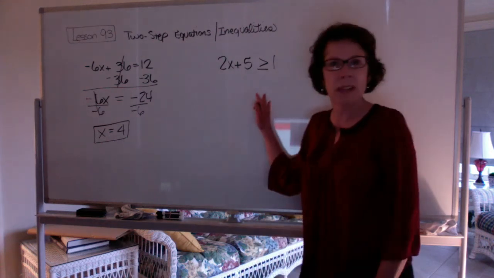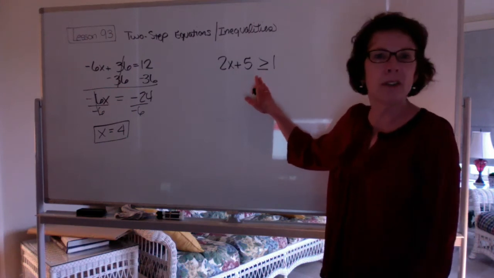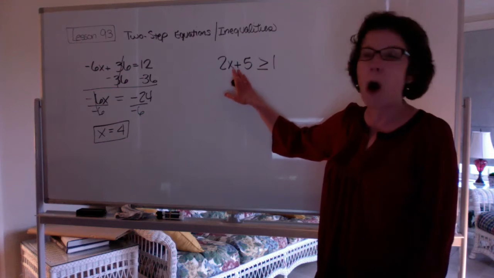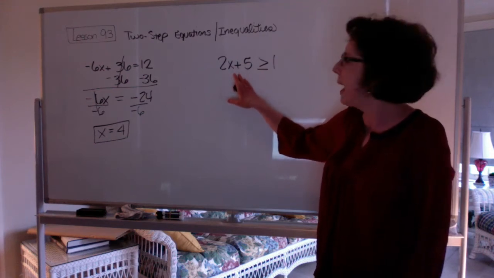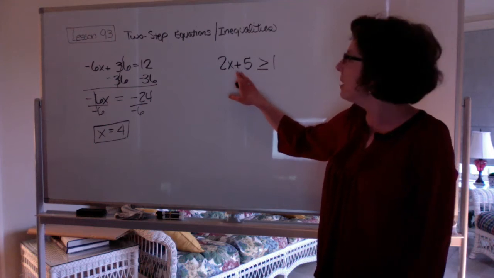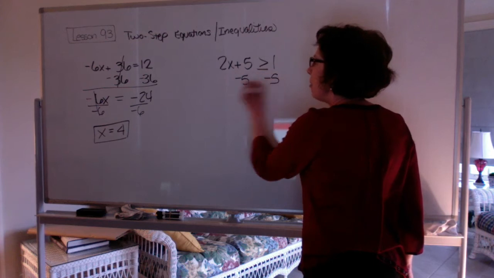Now, let's try the same thing with an inequality. Don't let that bother you. We're going to solve it the exact same way. We look on the side with the variable always to know what to do. And what did I say? We're going to always add or subtract first. We're going to subtract first again here. We're going to subtract 5 from both sides.